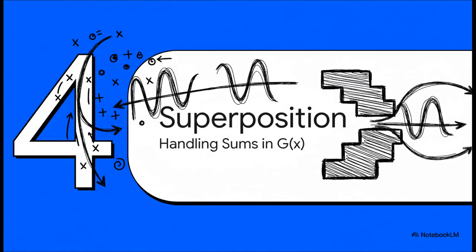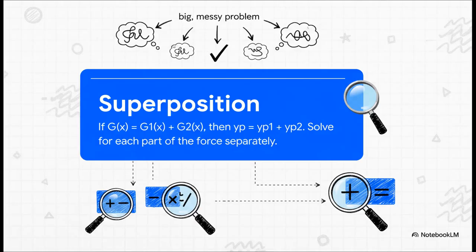Okay, that's all well and good for simple forcing functions. But what if g of x is more complicated? Like, what if it's a polynomial plus a sine wave? Well, there's a really clever trick for that. Since these equations are linear, we get to use something called the principle of superposition.